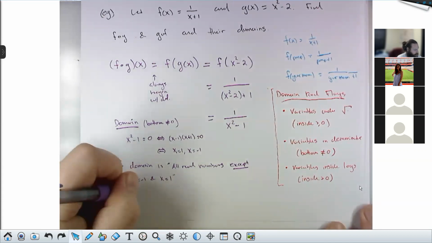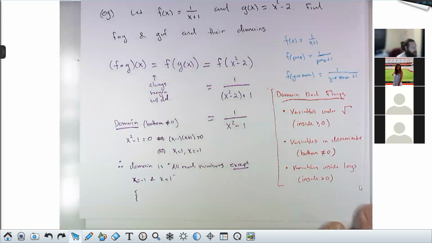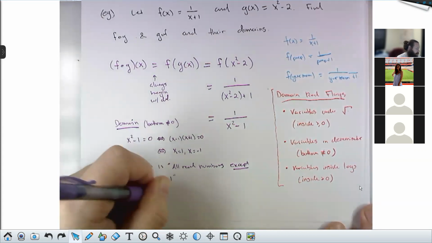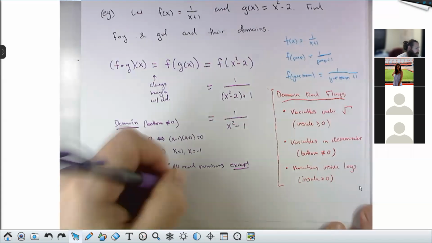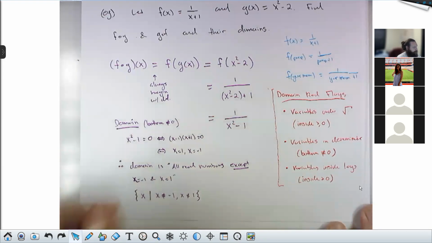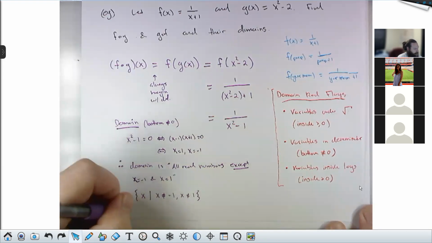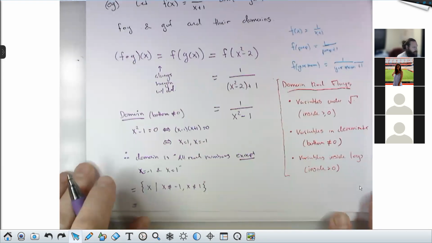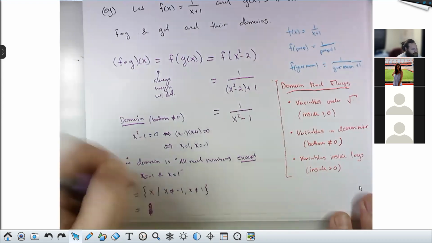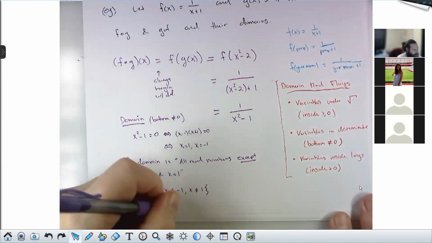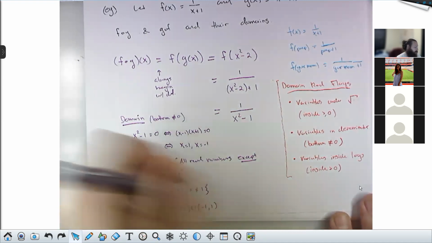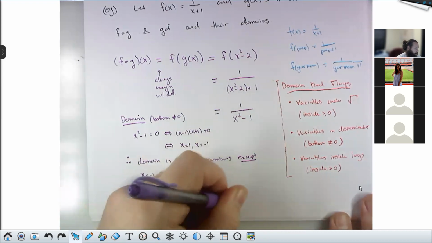You could write this in set builder notation as the set of all x such that x is not equal to negative 1, x is not equal to positive 1. Or you could write this in interval notation as the interval negative infinity to negative 1, union with negative 1 to positive 1, union with positive 1 to infinity.